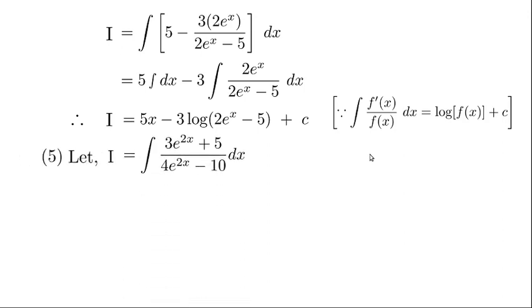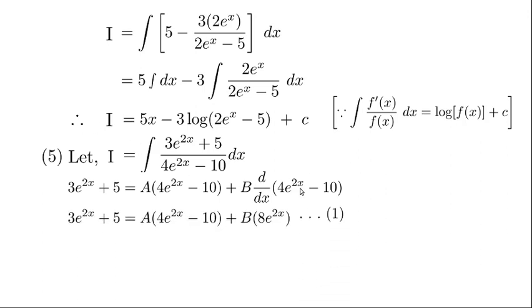And small difference between the previous problem and this problem is we have e raised to 2x here. So again the rule is same. Numerator is expressed as a denominator plus a times denominator plus b times the derivative of denominator. And if you take the derivative, it becomes 8 e raised to 2x. We'll call it as equation 1.